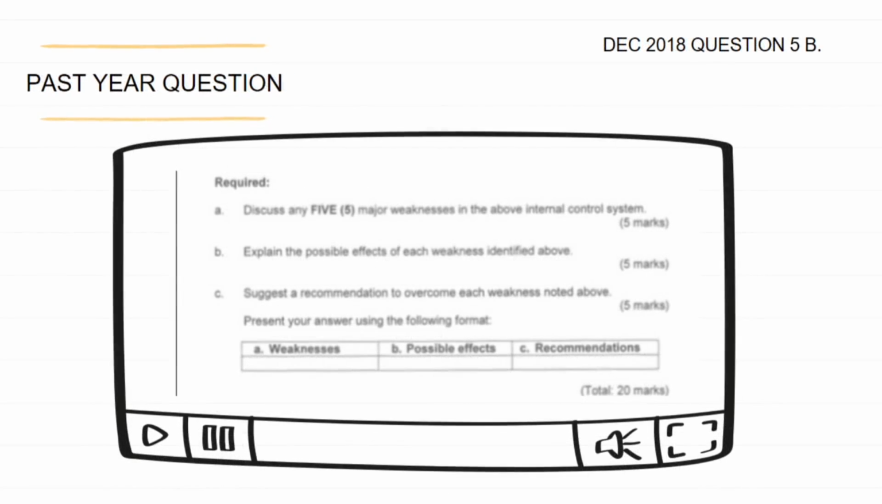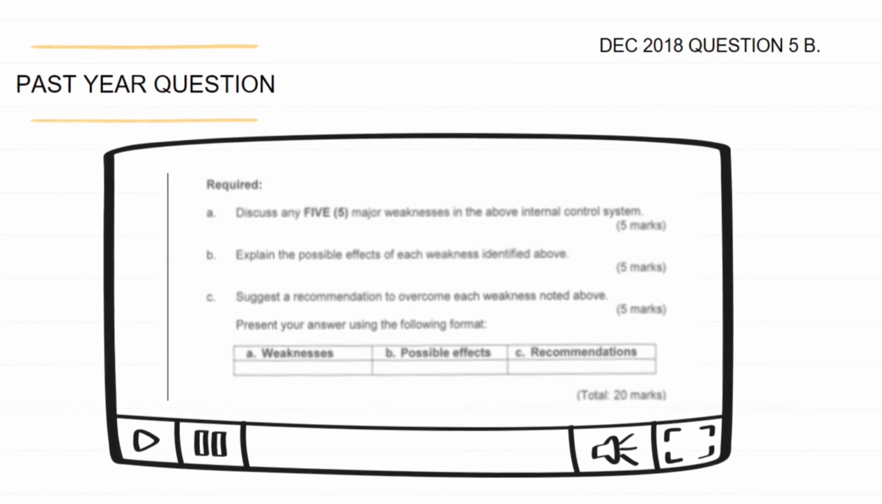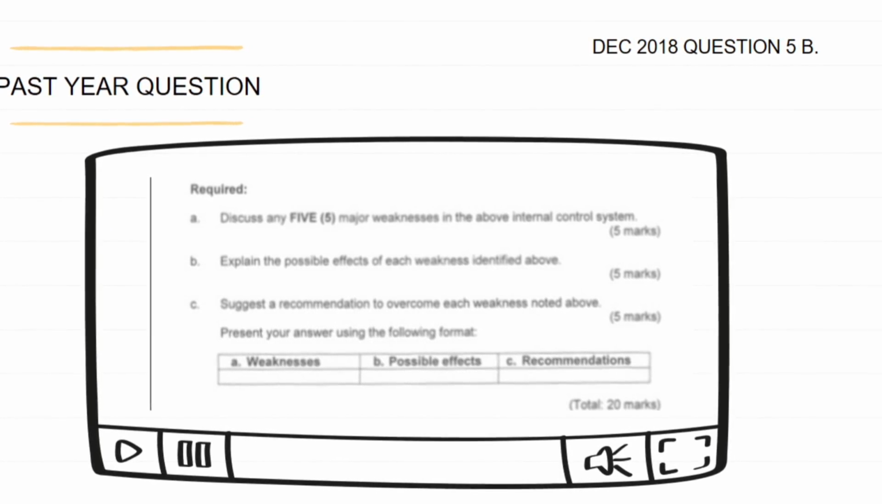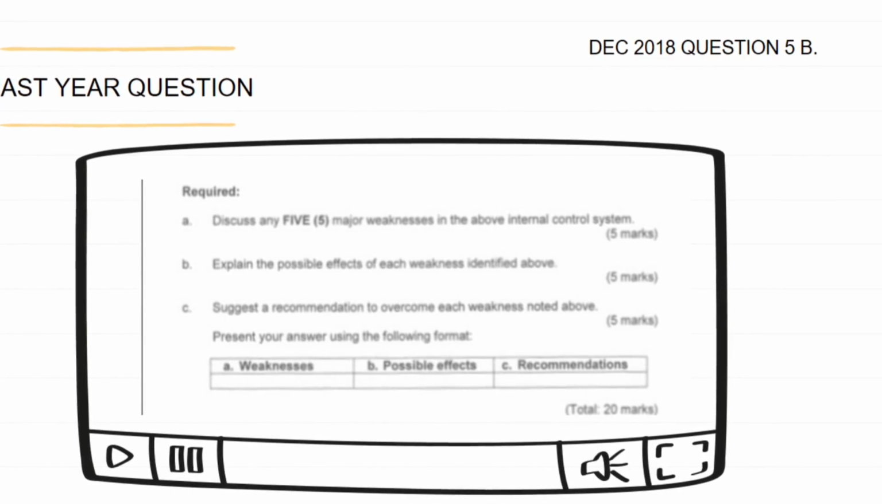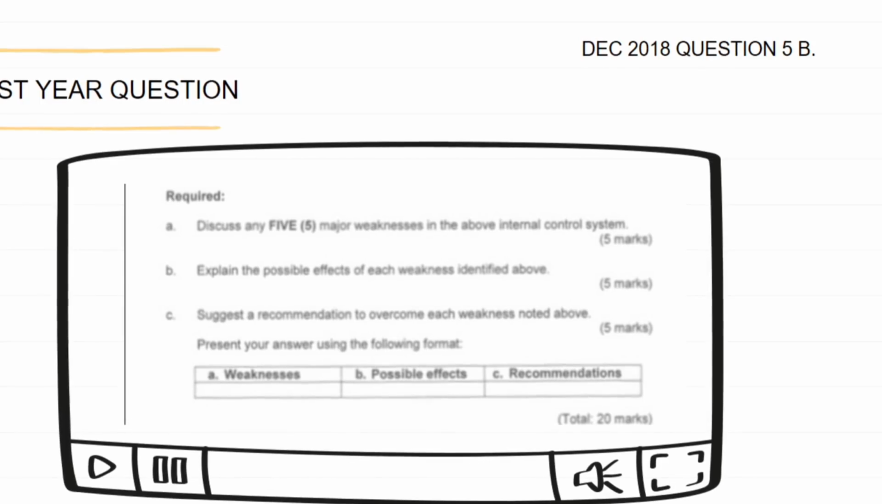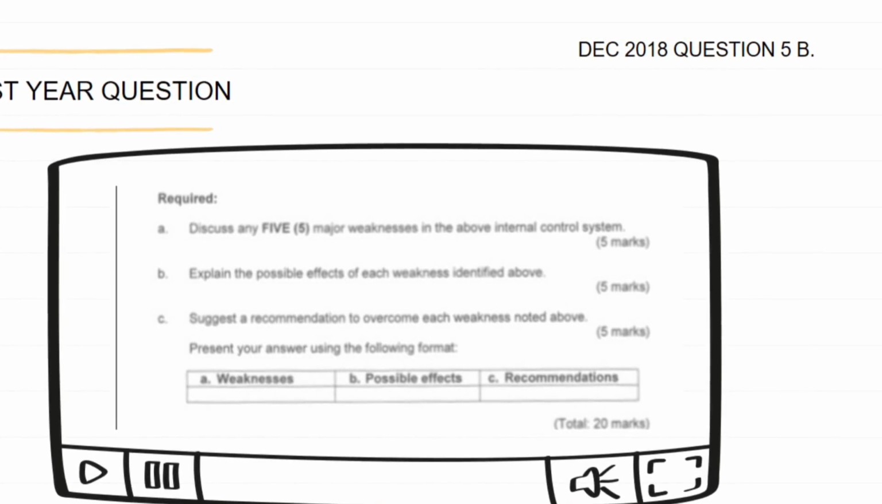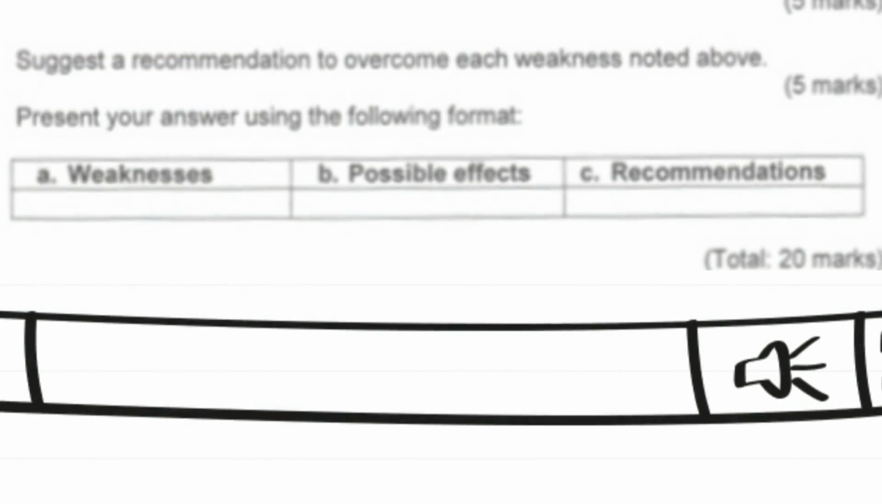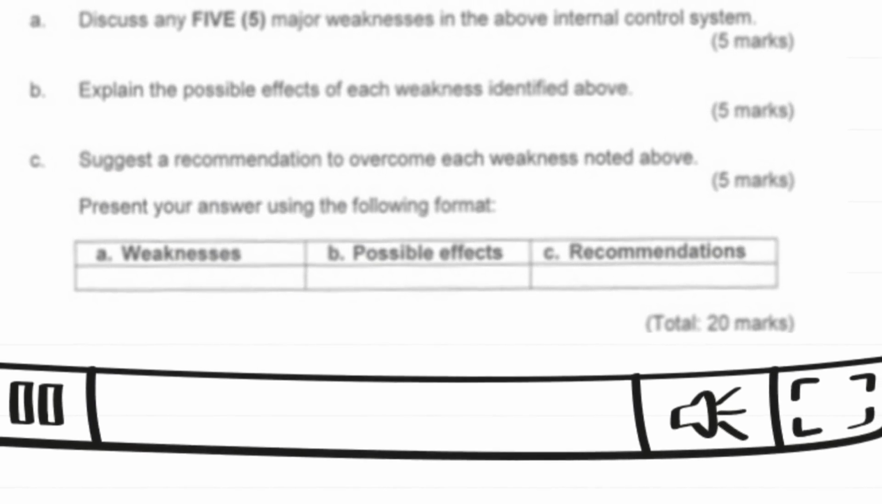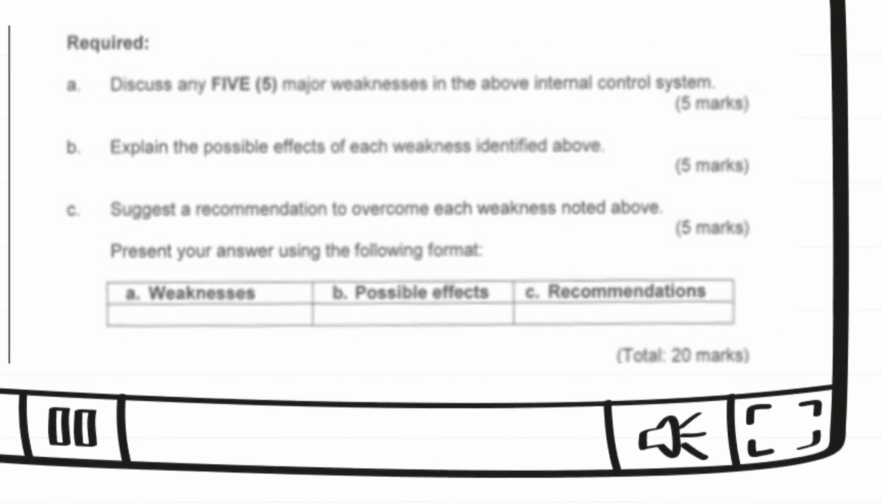So what we need to do is to discuss 5 major weaknesses, the 5 possible effects of each weakness, and suggest a recommendation to overcome each weakness. So we have to present the answer using this format. So we need to answer in this format in the final or test.